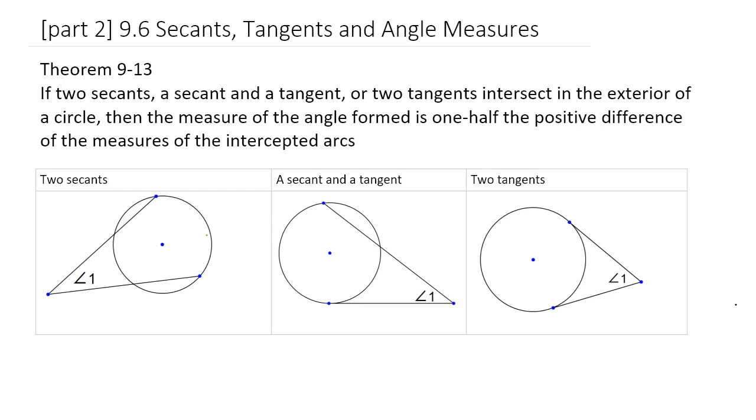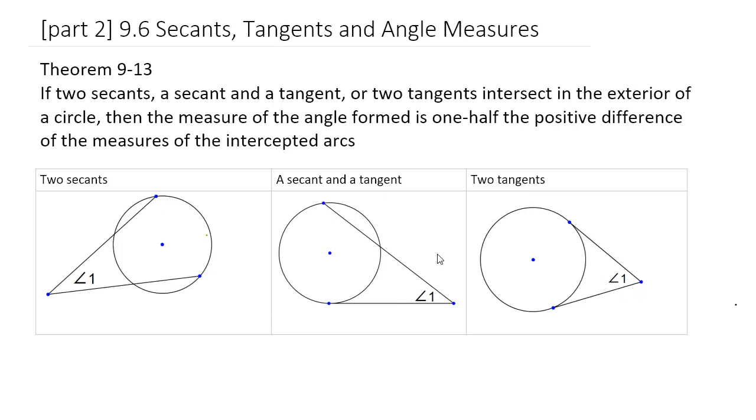Hello class, this is part 2 of the lesson on secants, tangents, and angle measures. First, we're going to go over the last theorem of this section, which is theorem 9-13. And it says basically 3 different cases for lines intersecting on the exterior of the circle. So we could have 2 secants, we could have a secant and a tangent intersecting outside, and we could also have 2 tangents intersecting in the exterior of the circle.